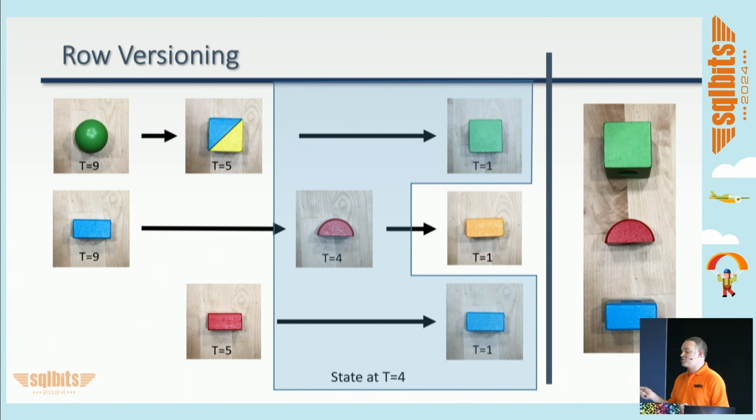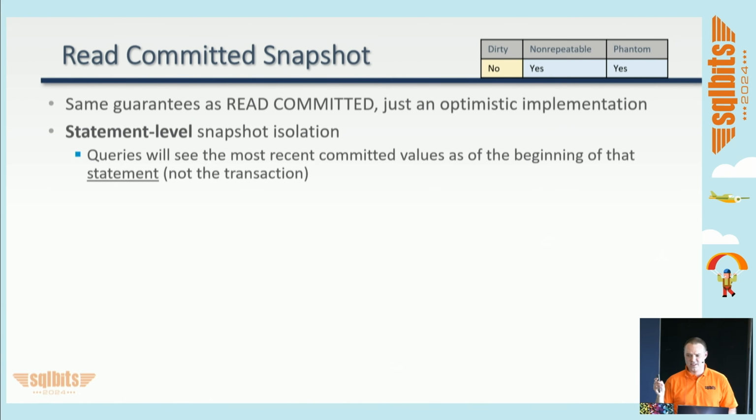And the first isolation level that makes use of this is called read committed snapshot. Now, read committed snapshot gives you the same guarantees as read committed, but it's an optimistic implementation. So there's no dirty reads, but there's still non-repeatable and phantom reads. And this is what's called statement level snapshot isolation. So the query will see the most recently committed values as of the beginning of that statement. The transaction doesn't matter.